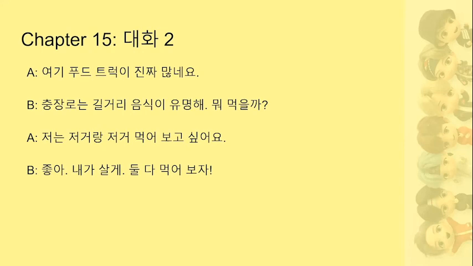So they're using 저거 as that one, pointing over there. So pointing to this one, pointing to that one, saying he wants these, both of these, wants to try both of those foods that he's pointing at. And the first person responds, 좋아, 내가 살게, which means sounds good, I'll buy. 둘 다 먹어보자, let's try both.